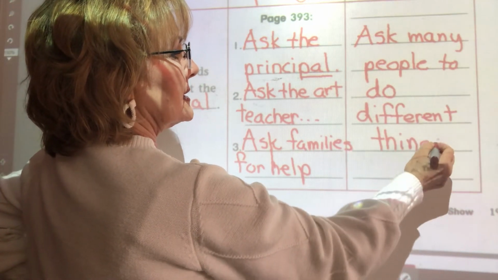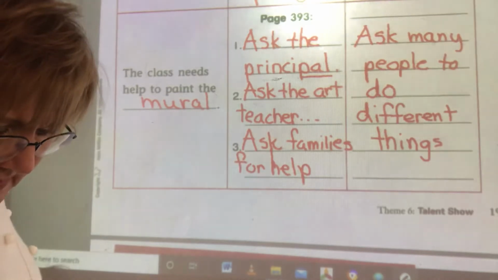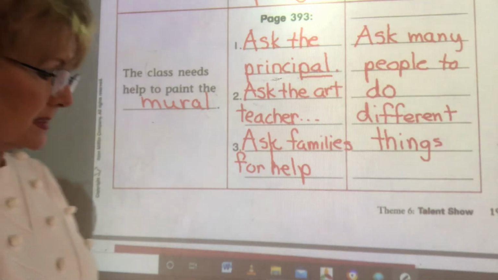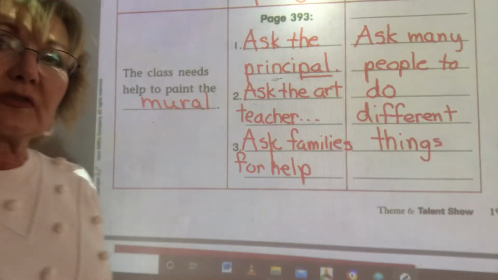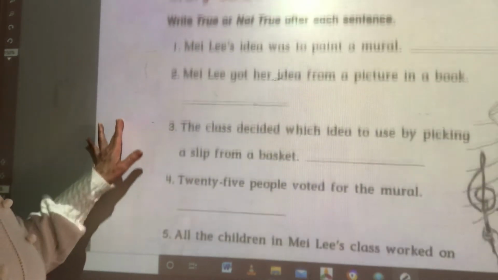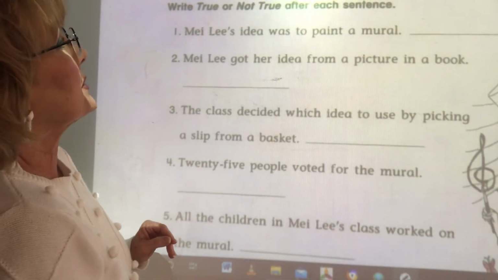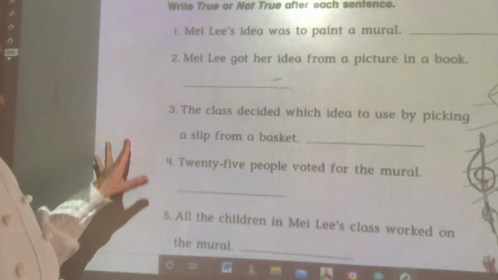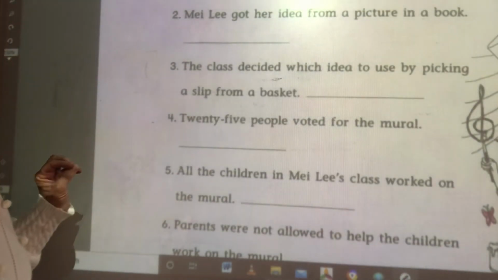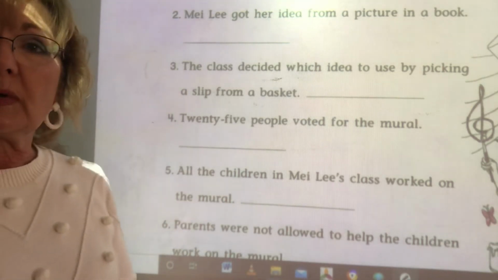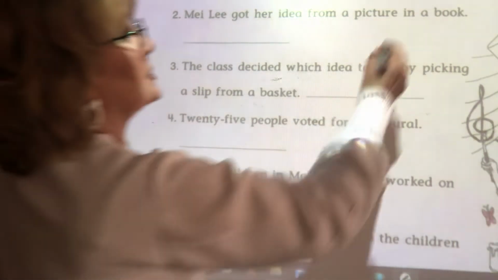And that's still not a complete sentence. It's just a thought. Ask many people to do different things. Okay? So if you need to pause me to finish this, go ahead. I'm going to move on to the next page where we're going to write a true or false for each sentence. The first one said Maylee's idea was to paint a mural. Was that true? True as could be.